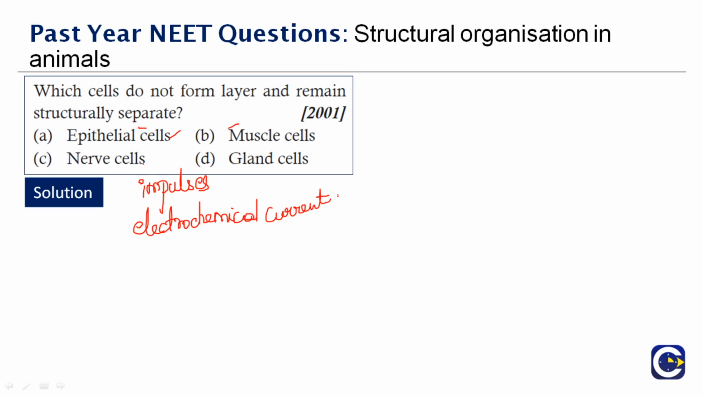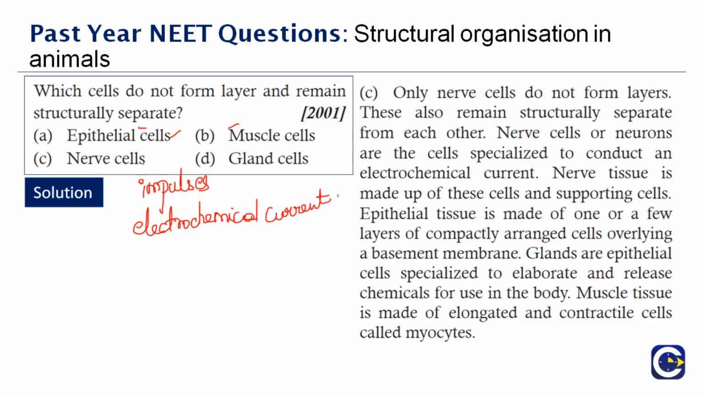Muscle tissue is once again elongated, and it helps in other functions of muscles, because the full body acts on muscles. We have various muscles in our body. Even if we need to move something small or big, whatever might be the size, we still need a force, we still need the muscle action. Therefore, the one which separately remains is option C, nerve cells. The correct answer is option C.